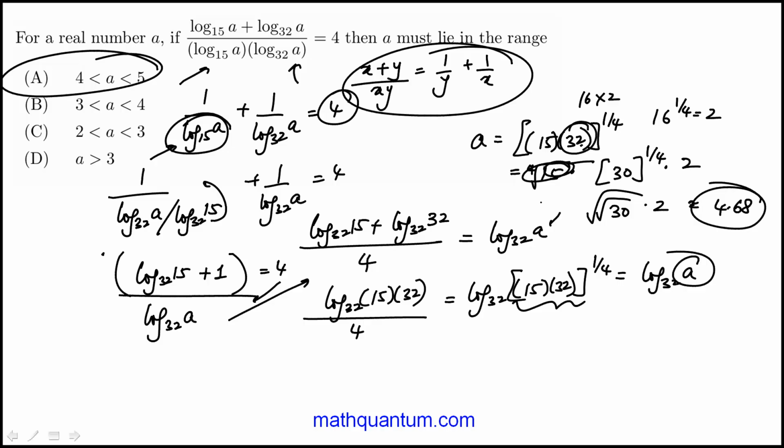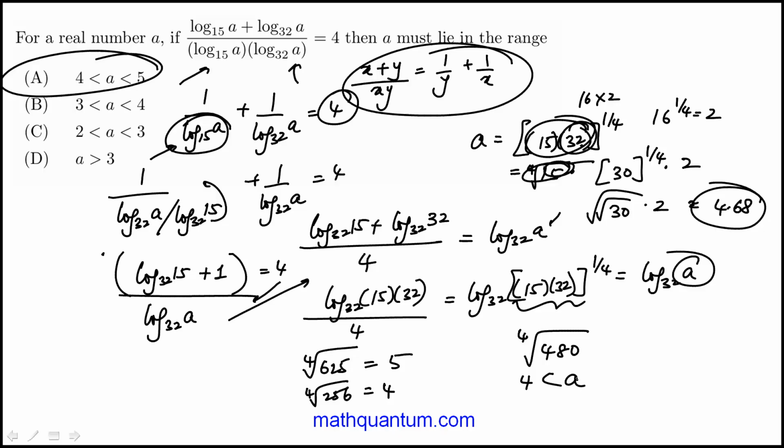I mean, sometimes you can just do that, not try to be elegant. If you multiply 15 and 32, that's 480. So we're looking at a being the 4th root of 480. And we just look at numbers that I know the 4th power of. So for example, the 4th root of 625 is 5, and the 4th root of 256 is 4. So we expect a to be between 4 and 5. And that's where this inequality is coming from.